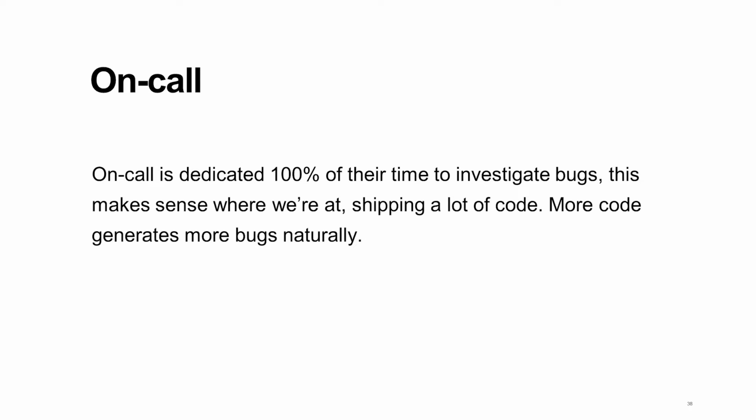Another good practice is that the on-call person should be dedicated 100% of the time to on-call work, fixing bugs and responding to alerts. Otherwise they will be distracted between trying to get their sprint tickets done and at the same time fighting fires. That's not a good combination.